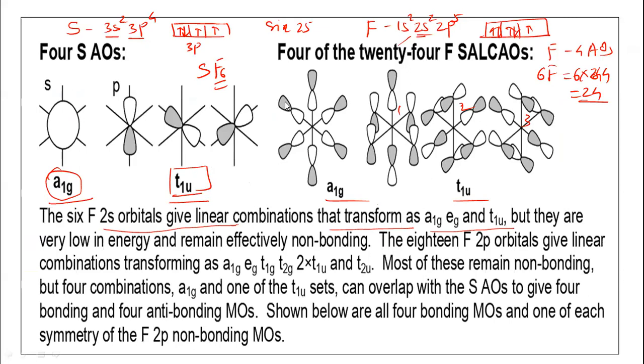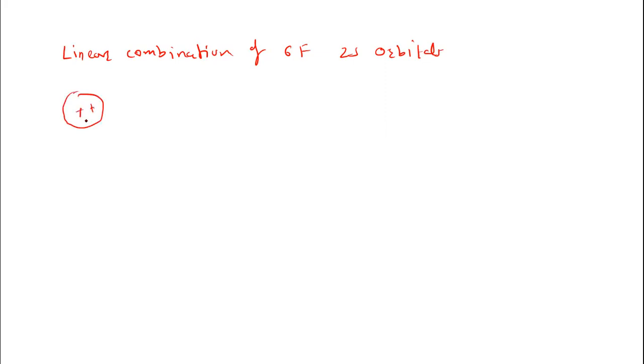See here, the 6 fluorine 2s orbitals give a linear combination. Let us write here: linear combination of 6 fluorine 2s orbitals. These orbitals get combined. I am not going to show the shape. A 2s orbital is like this, a spherical shape.